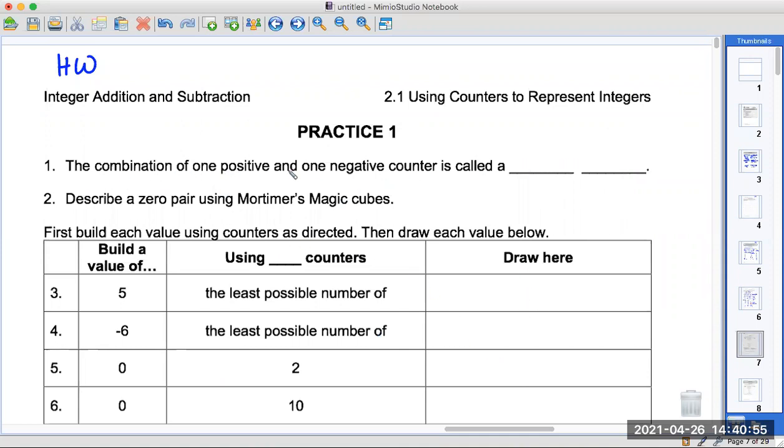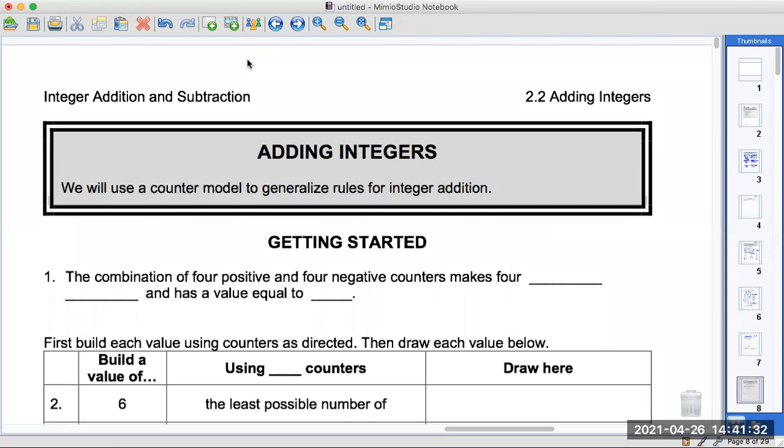The combination of 1 positive and 1 negative counter is called a zero pair. And then you cannot do number 2 until we do the activity in class, okay? But you do it later, after the activity in class. Then you can answer this sentence. But you can fill all this in. Okay, so this page is homework.